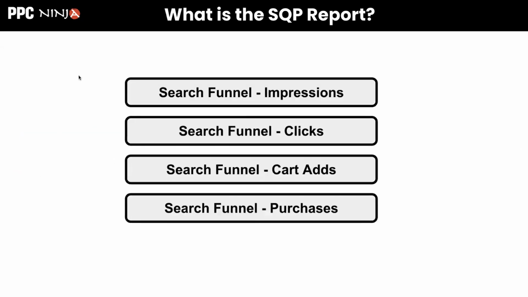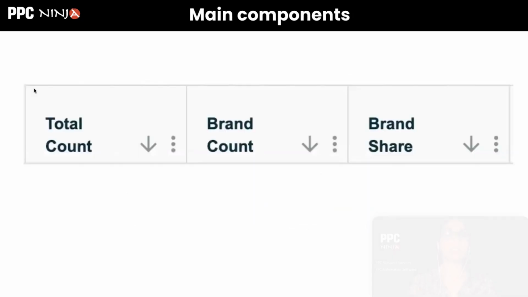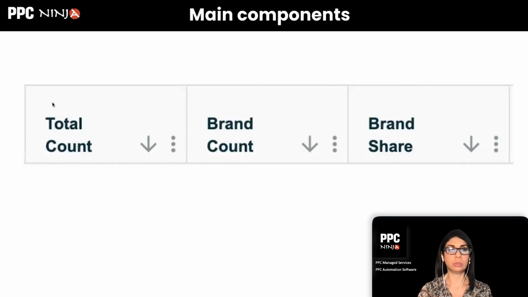Like I mentioned, there are 4 stages of the funnel that they give information on. So you get impressions data, you get clicks data, cart adds data, and purchases data. The most important thing to note here is that they will give you a total count of whatever that funnel band was. If it's impressions, they'll give you the total count of impressions. If it was add to carts, it'll give you the total count of add to carts.